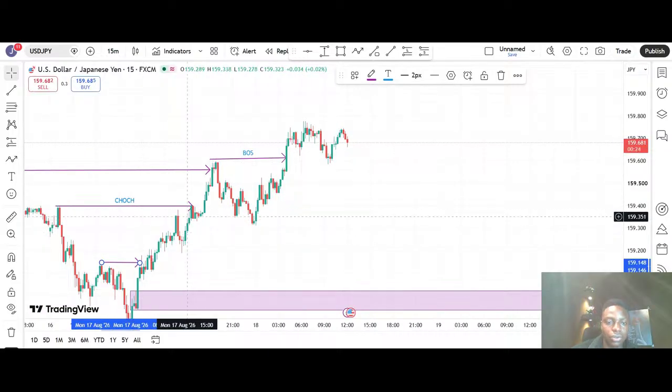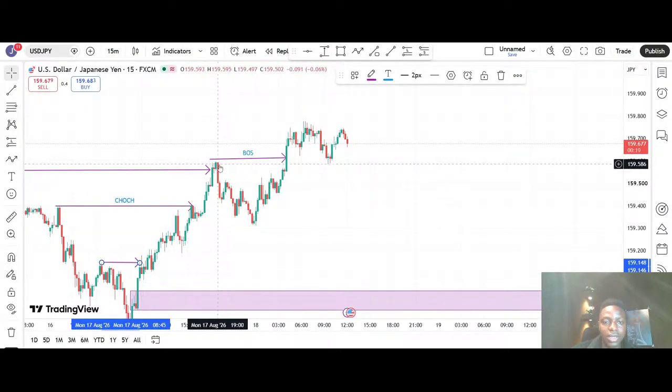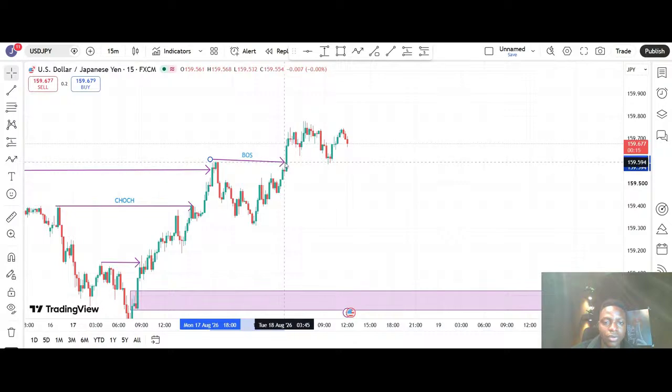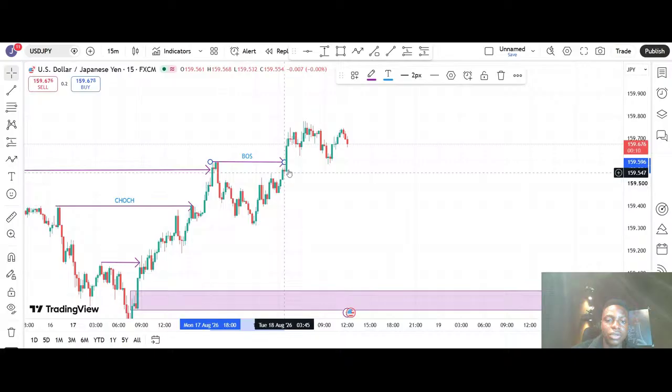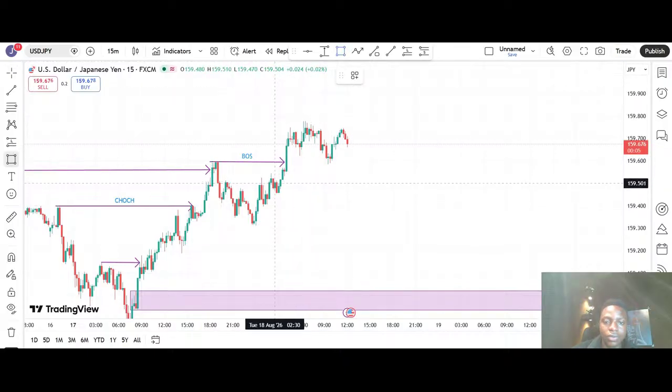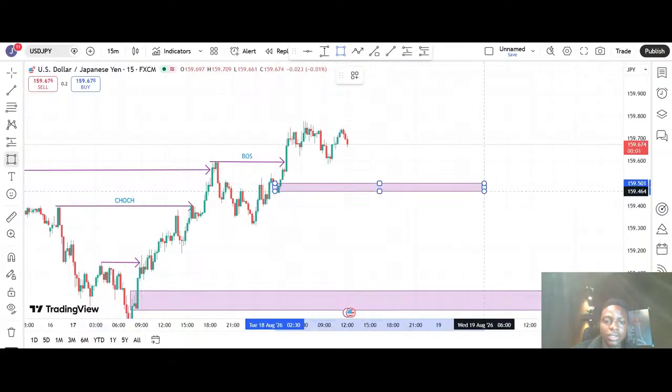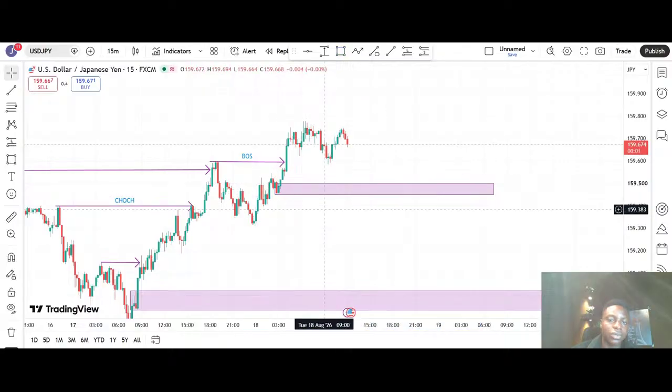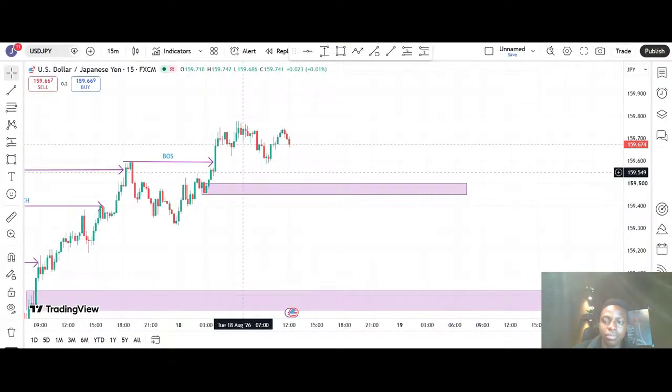Good. So what caused this movement? This and this change of character. Now there's a break of structure around here. The one that caused that particular break of structure, we should be looking at how there's another block here, right? There's another block around here. There's another block here. So there's a break of structure here. There's a break of structure here also.